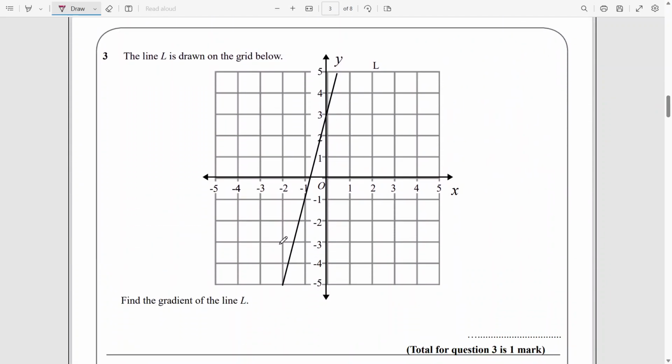And again, another line. So we need to work out the gradient. For the gradient, I would like to take from down here and across. If we read the scale up, 1, 2, 3, 4. So here is 4, and across is just 1. So the gradient is going to be 4 over 1, which is going to be 4.